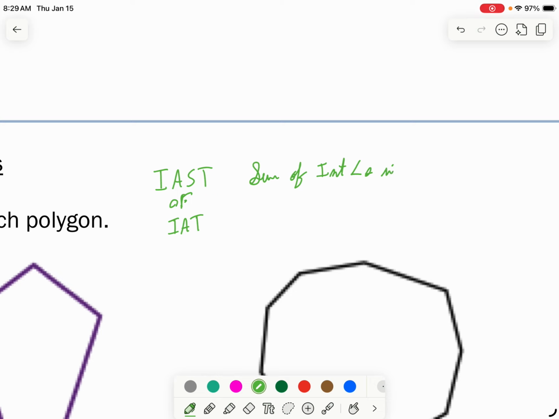And the sum of interior angles in a polygon, and I wrote polygon wrong, P-O-L-Y-gon, is 180 times n minus 2, where n is the number of sides.